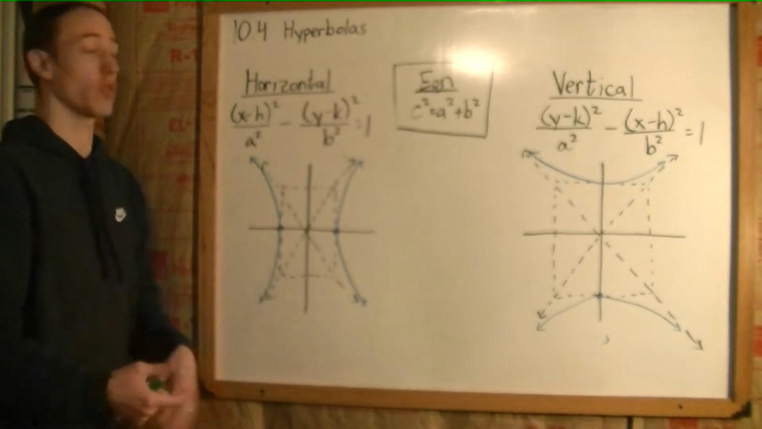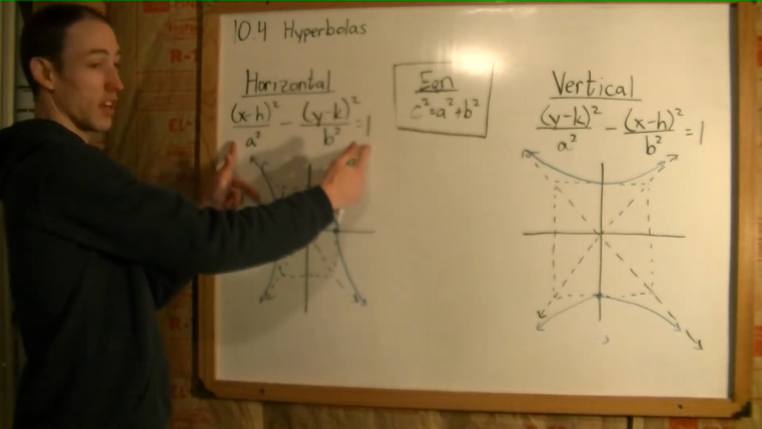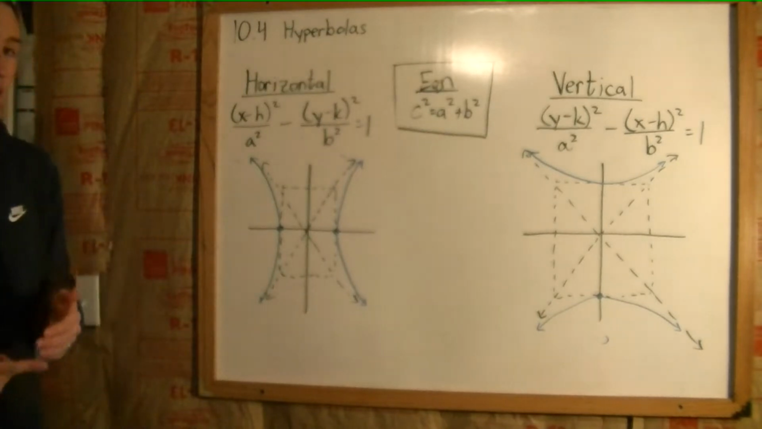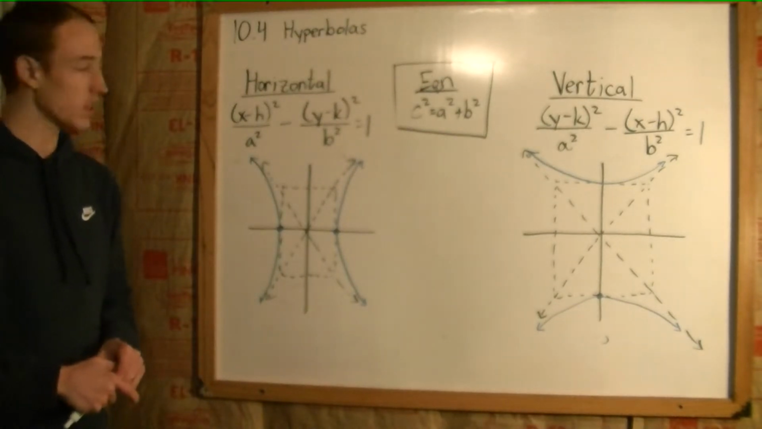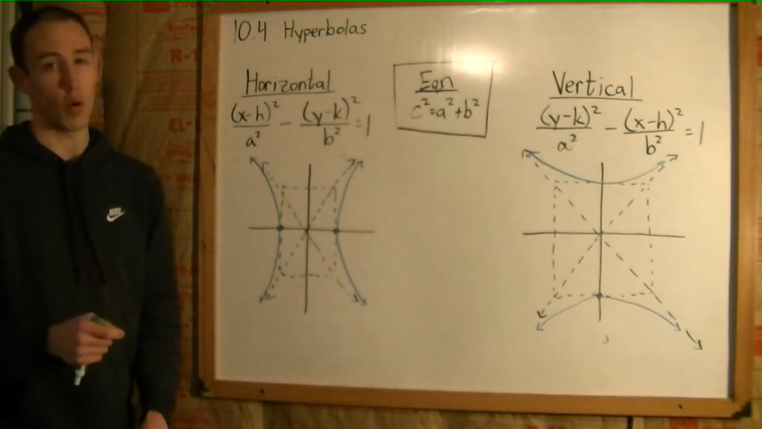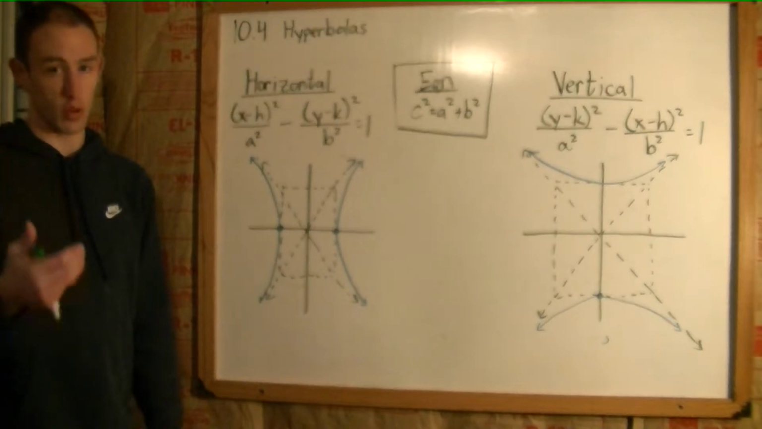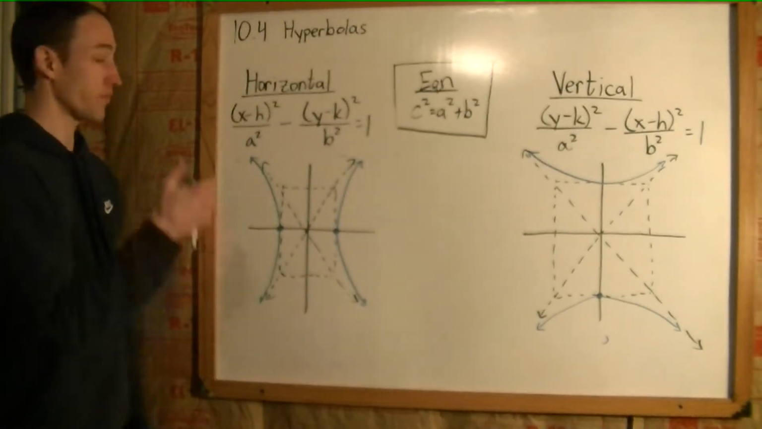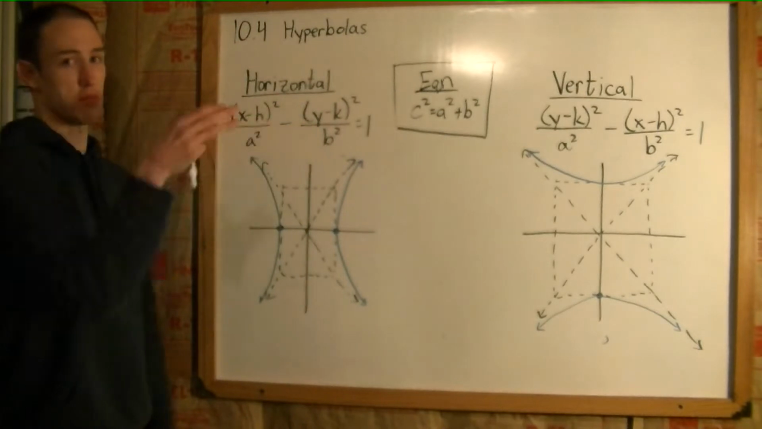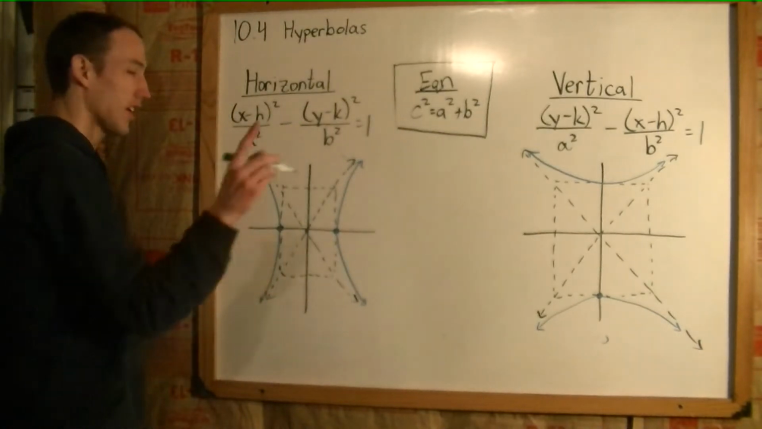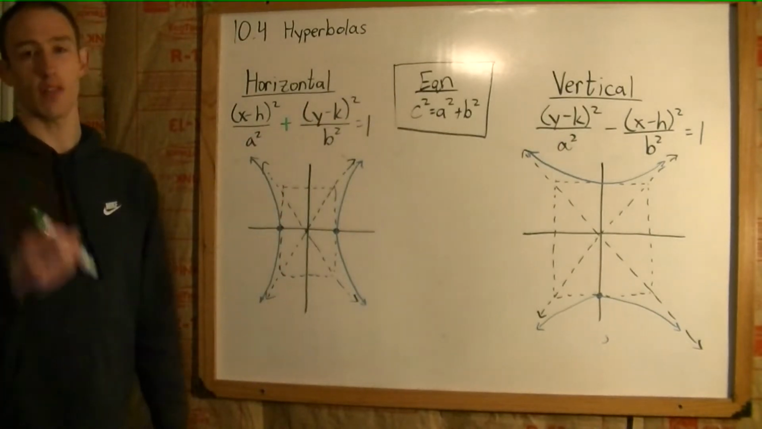So let's focus on those two equations for just a moment. The horizontal equation is given right here: (x minus h) squared over a squared minus (y minus k) squared over b squared is equal to 1. Now, if you take a look at your notes from yesterday when we talked about the horizontal ellipse, the horizontal hyperbola and the ellipse are really similar to one another. If I change one sign here, if I make that a plus sign, now I've got an ellipse.